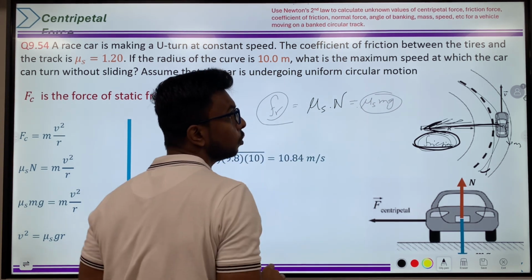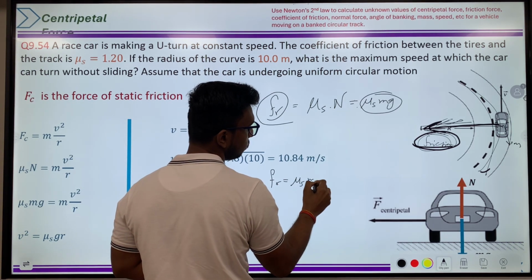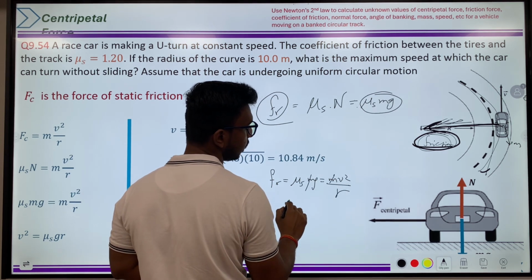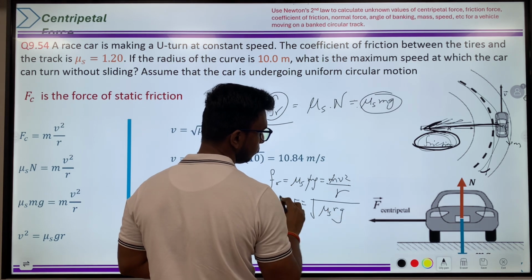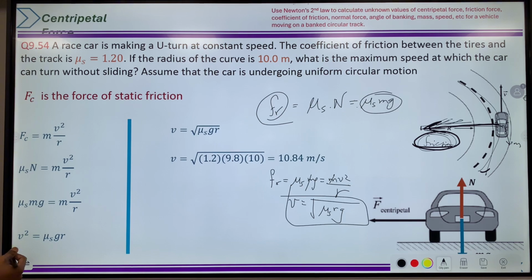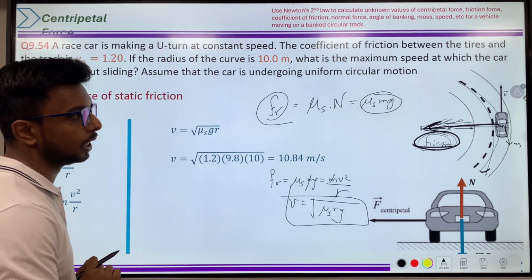And this frictional force must provide the centripetal force. Mu_s mg must provide mv square by r. And if that happens, m gets cancelled, v comes out to be root mu_s rg. This is the speed which we have to find out. Assume that the car is undergoing uniform circular motion. What is the maximum speed? This is the maximum speed it can handle.